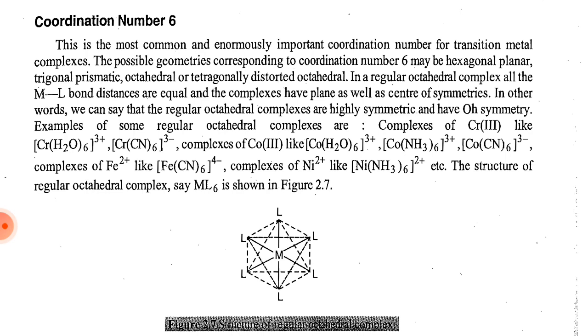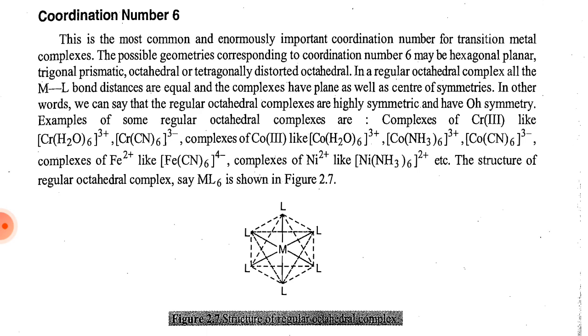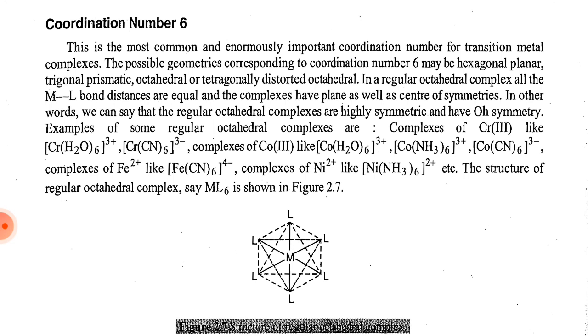Complexes of Cr(III) like [Cr(H2O)6]3+ and [Cr(CN)6]3-, complexes of Co(III) like [Co(H2O)6]3+, [Co(NH3)6]3+ and [Co(CN)6]3-, complexes of Fe(II) like [Fe(CN)6]4-, complexes of Ni(II) like [Ni(NH3)6]2+, etc. The structure of a regular octahedral complex is ML6. So transition metals showing coordination number 6 always show geometries such as hexagonal planar, trigonal prismatic, octahedral or tetragonally distorted octahedral.